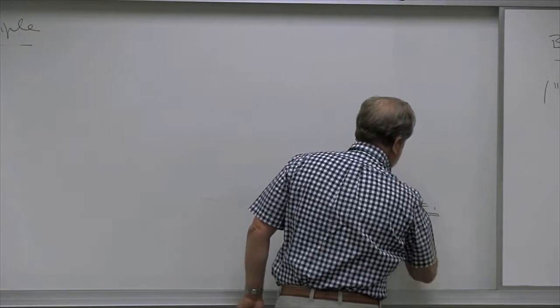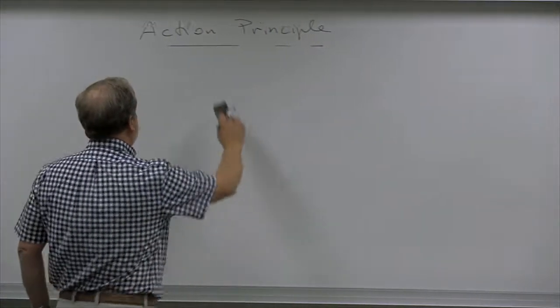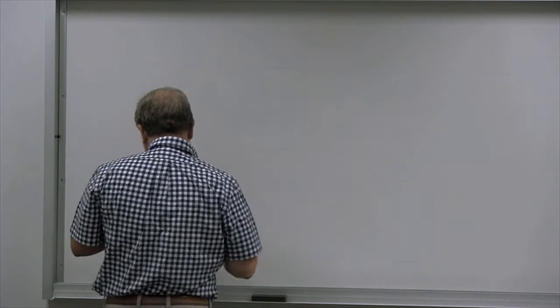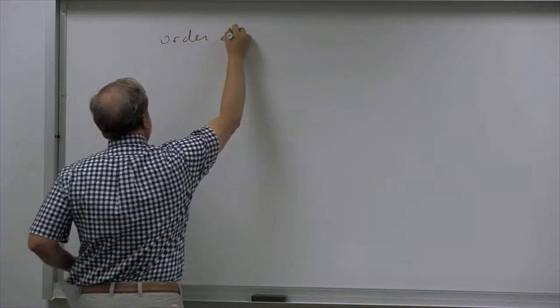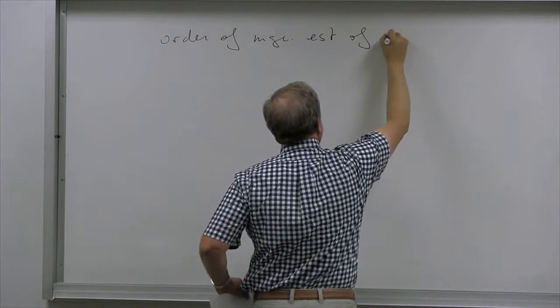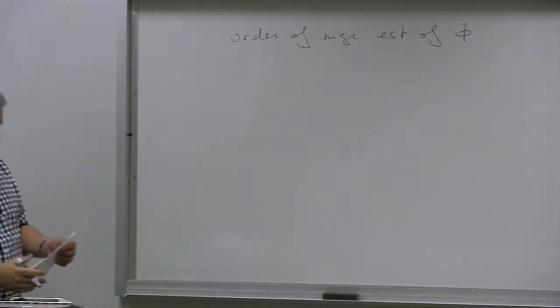That part was easy. What is a little bit more complicated is the coupling of the field to the G mu nu, to the metric, to which we'll come in a moment. But first, let's consider the following fact: an order of magnitude estimate of phi.